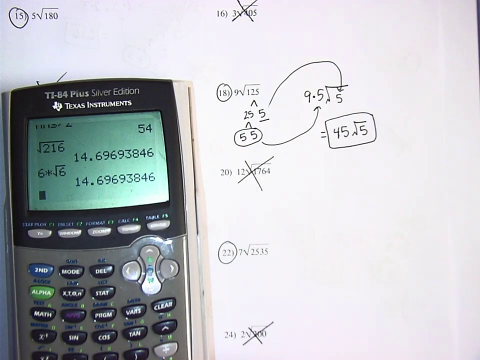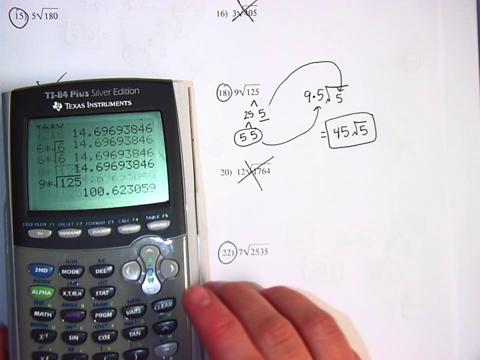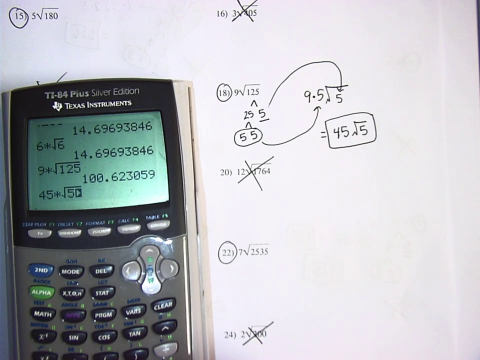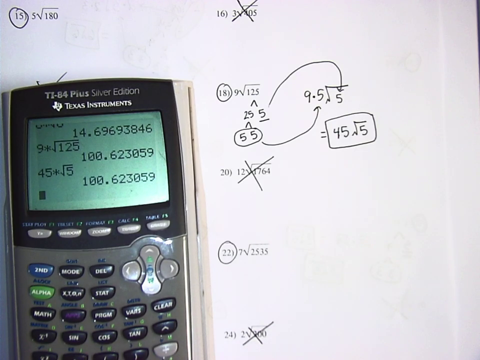Again, I could check my answer. 9 times the square root of 125 is 100.62. And 45 times the square root of 5 is also 100.62, so I'm right.